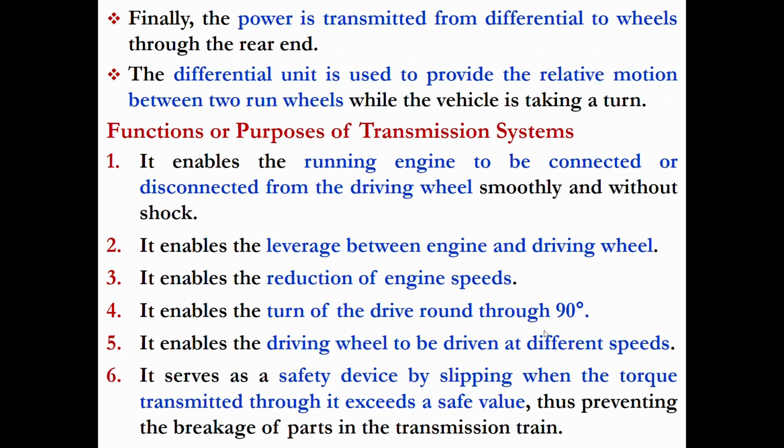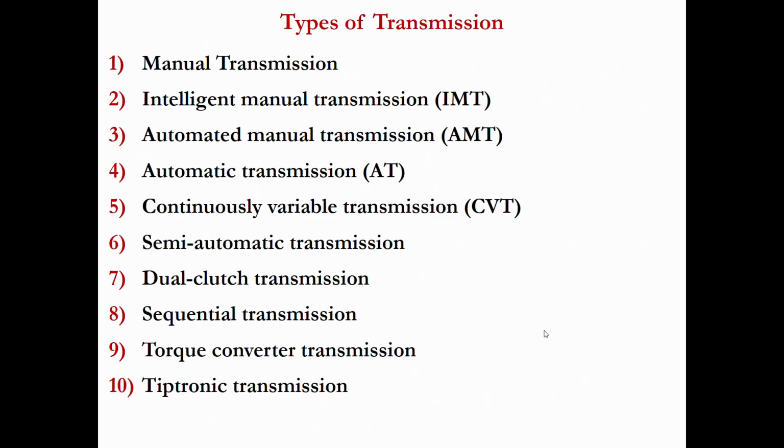Then it serves as a safety device by slipping when the torque transmitted through it exceeds a certain value. The clutch assembly has a slipping arrangement, so it can transmit a particular amount of torque from the engine to the wheels. If the torque exceeds that pre-designated value, it will act as a safety valve, and unnecessary damage to the transmission system is avoided.